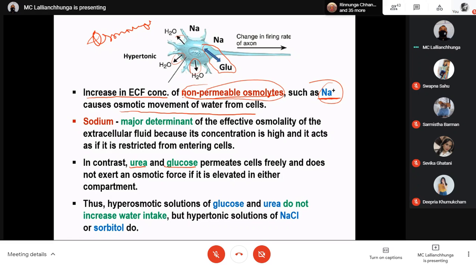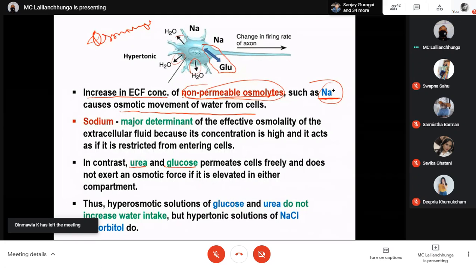But you see, sodium chloride as well as sorbitol cannot enter the cell. They accumulate outside of the cell, and they are causing osmosis. That is why they induce thirst.